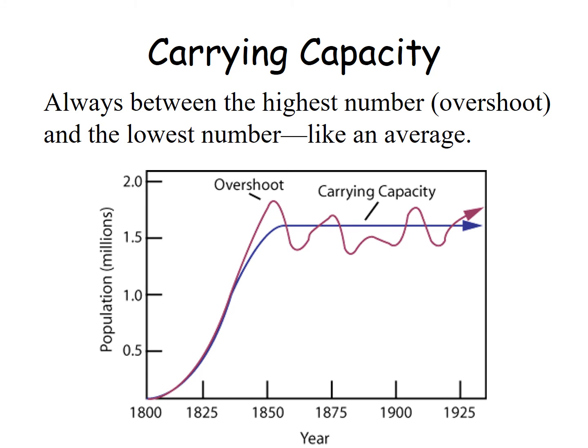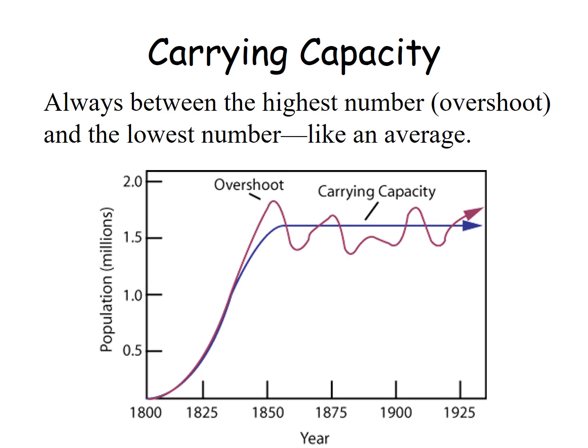If you look at a graph of carrying capacity, there are some things that are always going to be the same. You start at the bottom with no population. There's a huge increase in population and an overshoot which goes above the carrying capacity. And then it oscillates, or goes up and down, around that carrying capacity.